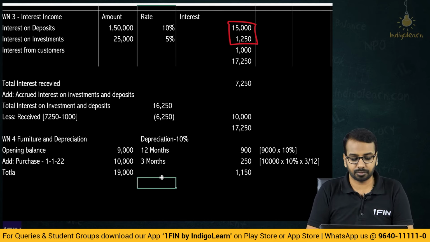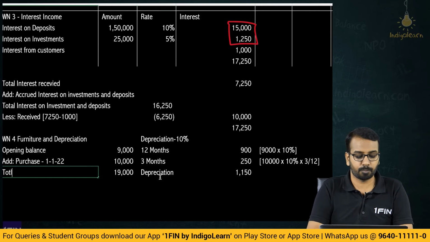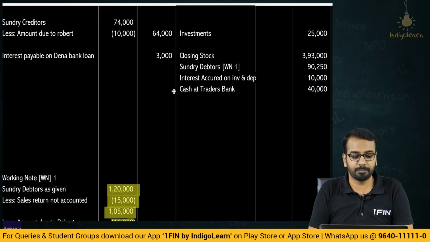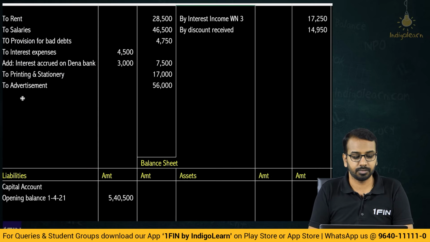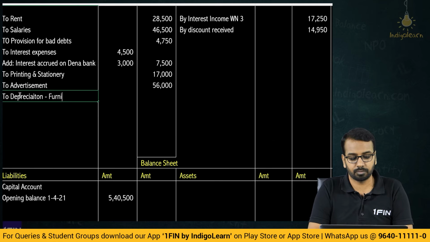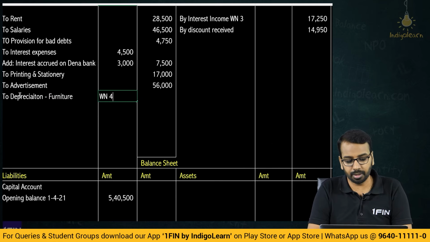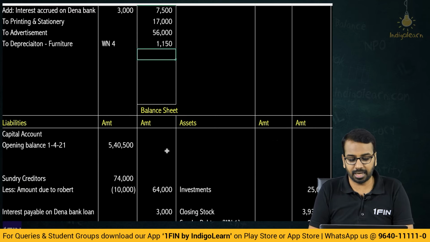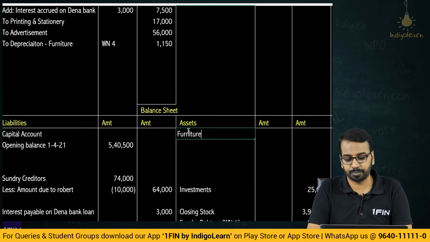So depreciation is 1,150. This depreciation will come in the P&L on the debit side. So write down depreciation on furniture. This has come from working note number 4, 1,150. Okay. In the balance sheet on the asset side you will have furniture.